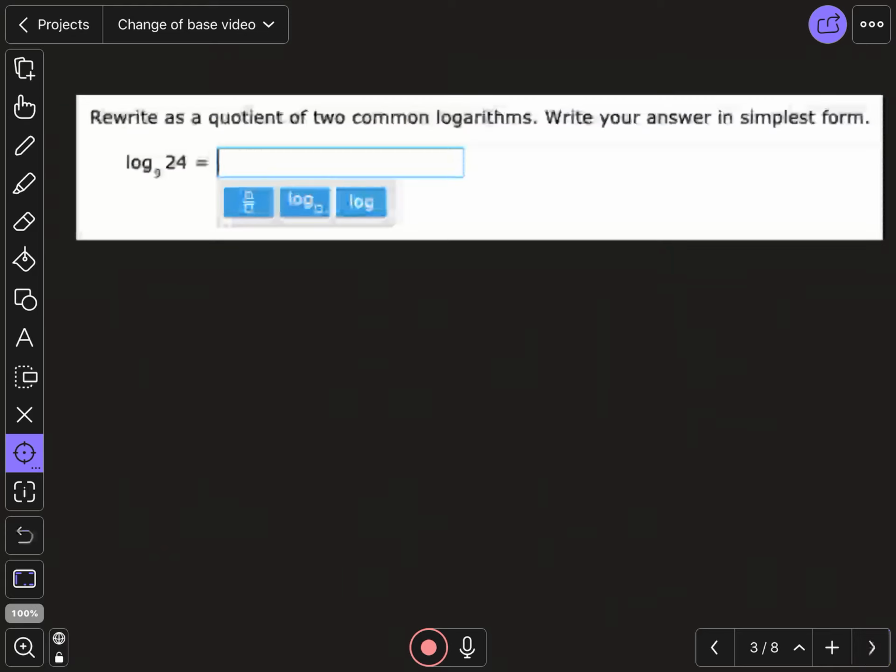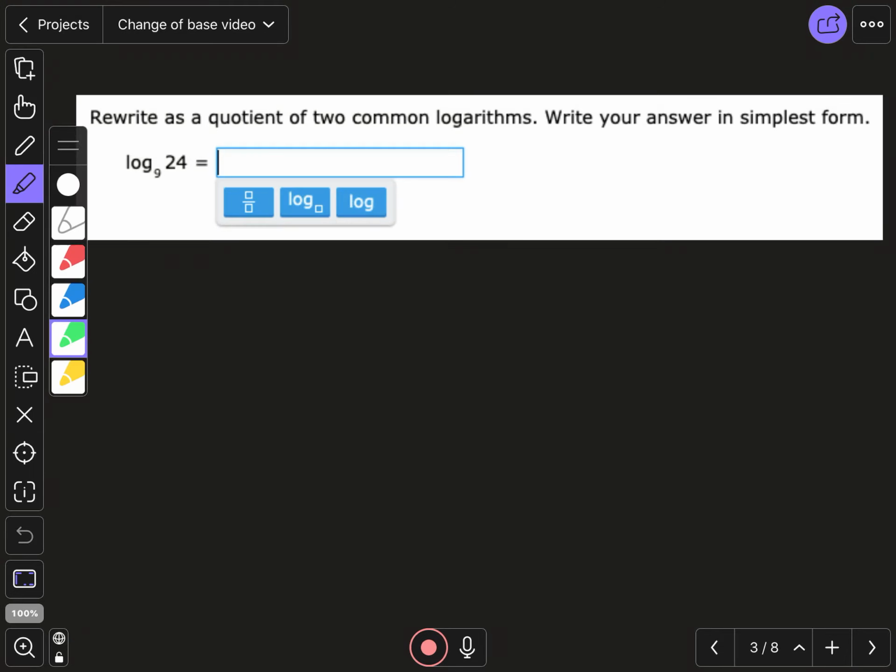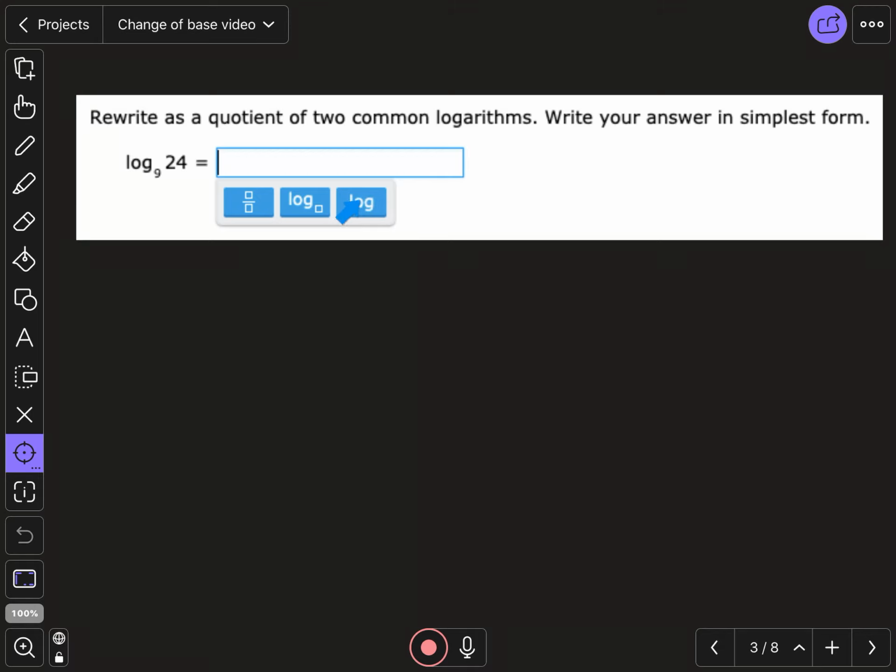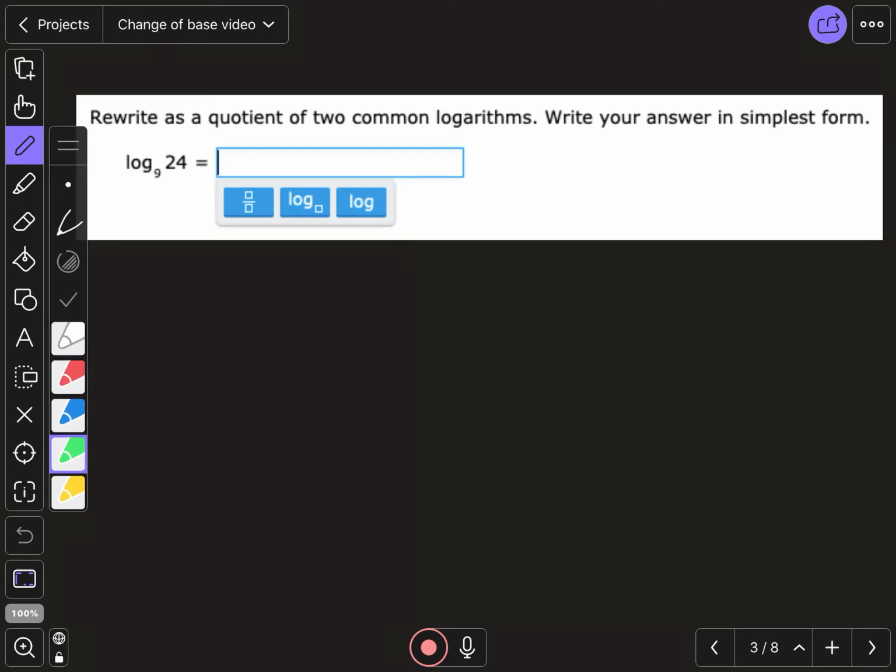So one of the things you want to do is make sure you are reading the instructions. So it wants us to rewrite as a quotient of 2 common logs. So we're going to be using our common log button when we're writing that, since it's asking for it, and then write it in simplest form. But it says log base 9 of 24, which means 9 to the what power is 24. So remember what that question is asking. 9 to the what power is 24. So how do we figure that out? So log base 9 of 24.